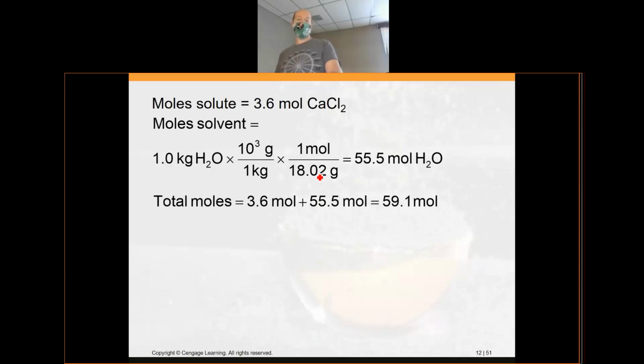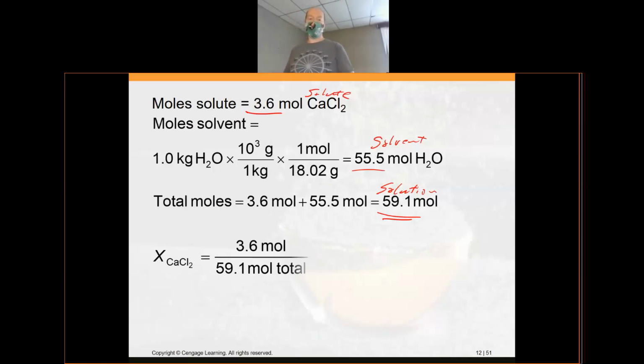It's 55.5. When you take your 1,000 grams divided by 18.02, it's 55.5. You add them up. This is your moles of solvent here. This is your moles of solution here. Here's your moles of solute here. You just take your moles of solute divided by moles of solution, and that is your mole fraction of your calcium chloride.